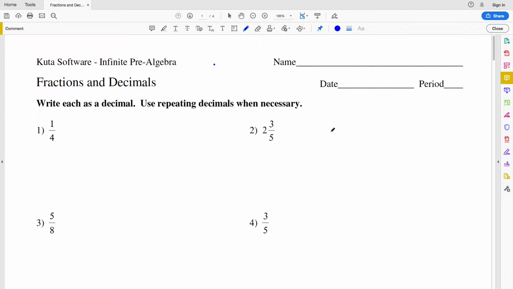In this video, we're going to start the Kuta Software Infinite Pre-Algebra free worksheet, fractions and decimals. In this first section, we're going to be writing each as a decimal, and we're going to use repeated decimals or repeating decimals when necessary. So in this first part, it's all about converting a fraction to a decimal. And in number 1, I'll show you 2 separate ways to do that.